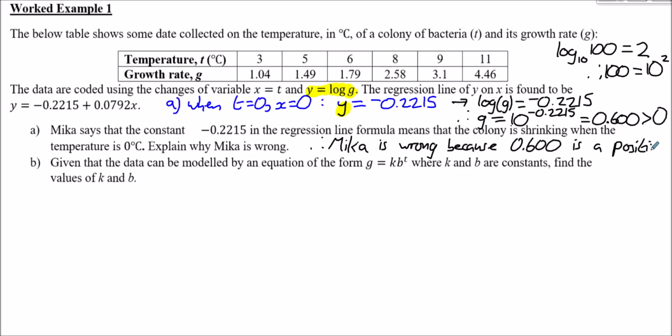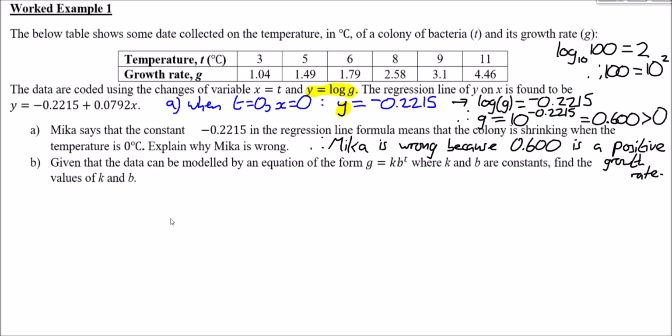So we just need to write something along these lines to get the credit in an exam or an assessment. For part B, we're told that the data can be modelled using an equation of this form: g equals k times b to the power t, where k and b are some constants to be found. And of course we need to find the values of k and b. I'm going to show you two ways of doing this.